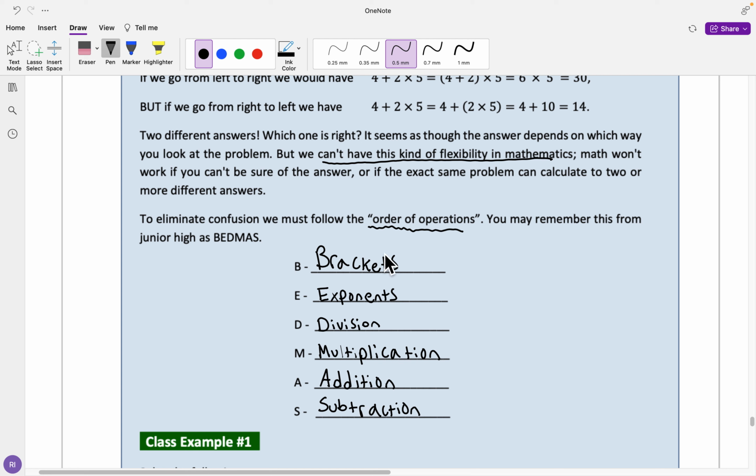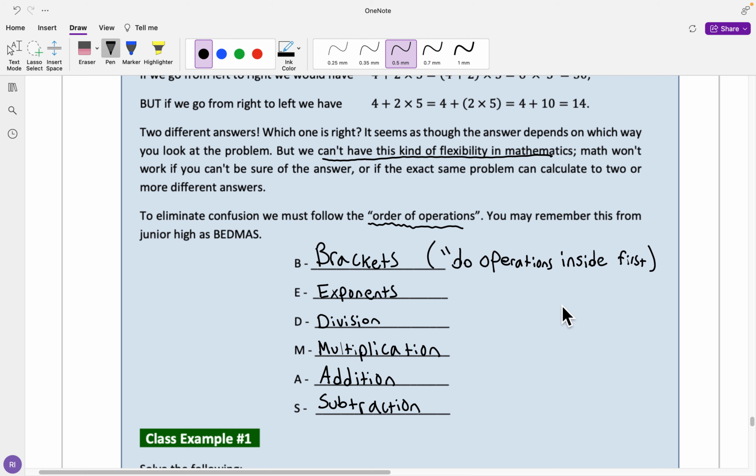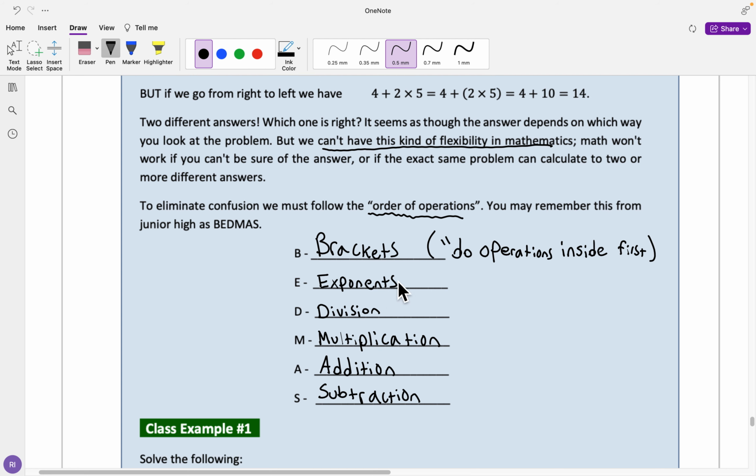If you see brackets in your expression, you are going to do the operations inside first. And then if you see exponents anywhere, which is something like if you have to do a square or square root, that is what you do next.